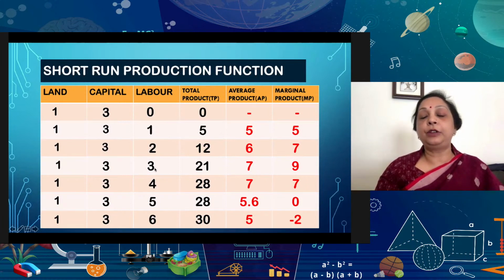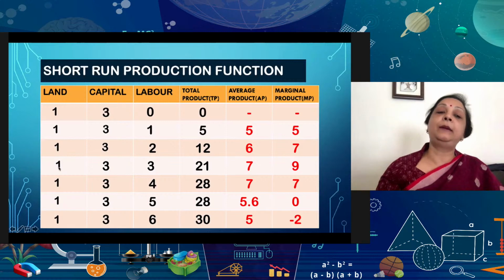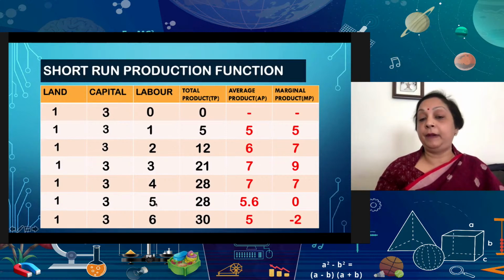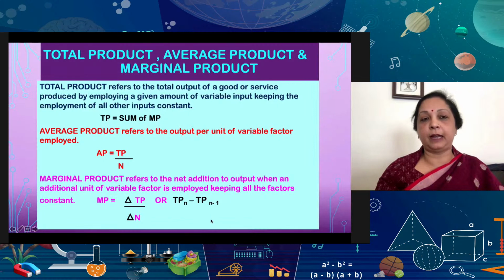When we employ 3 units, total production becomes 21, even with the same capital and same amount of land. 4 units, it becomes 28. When we employ fifth unit, it remains on 28. It does not increase. Production does not increase. And when we employ 6 units, the production has increased. So it is quite possible that production changes with output.